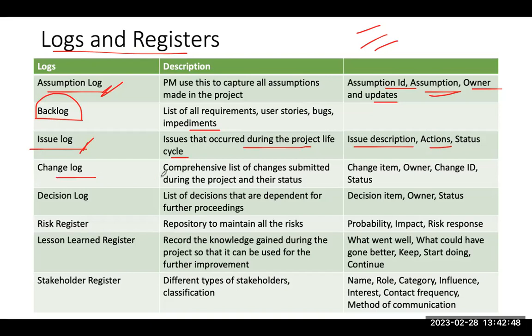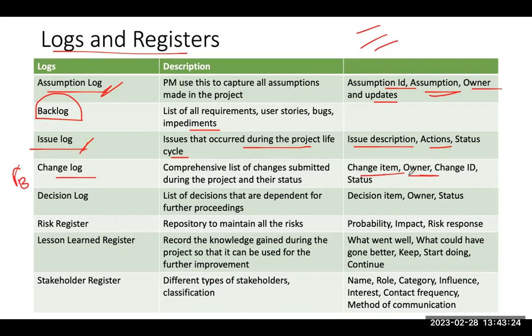Change log. Change log captures a comprehensive list of changes that are submitted during the life of the project and their current status. For example, I am in the execution phase of the project and I have a change to submit to my leaders to change the vendor from vendor A to vendor B. So that definitely goes into the change log, right? A change log usually contains the change item. Here, my change item is: I have submitted a change to change the vendor from vendor A to vendor B.